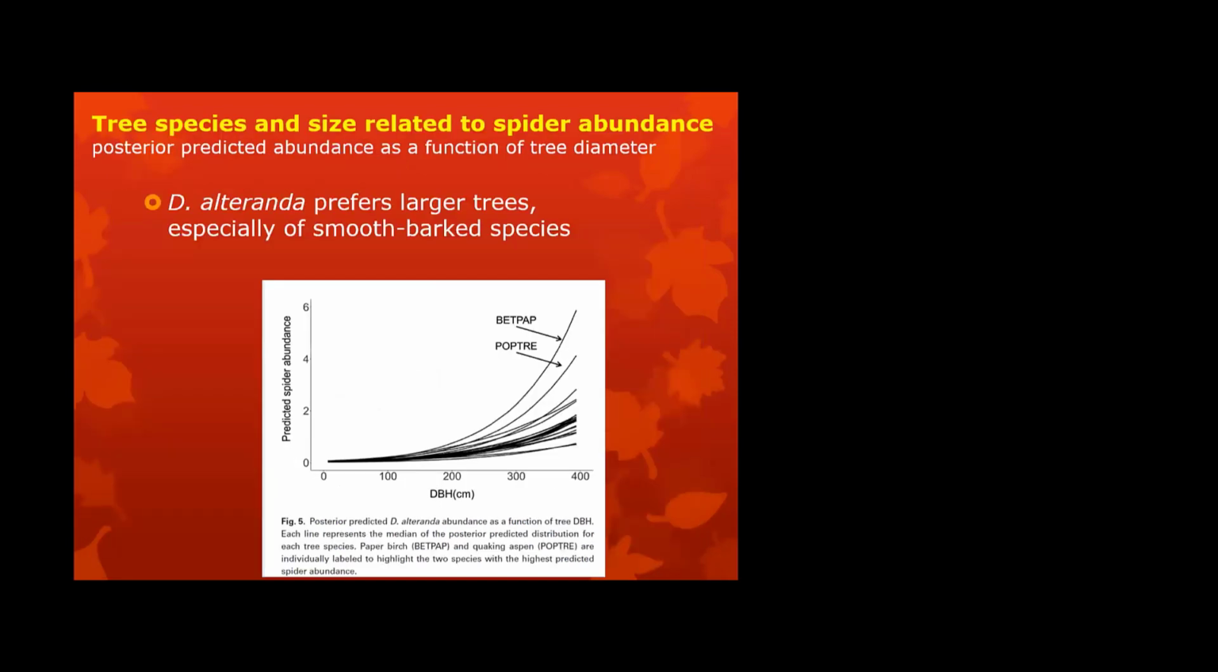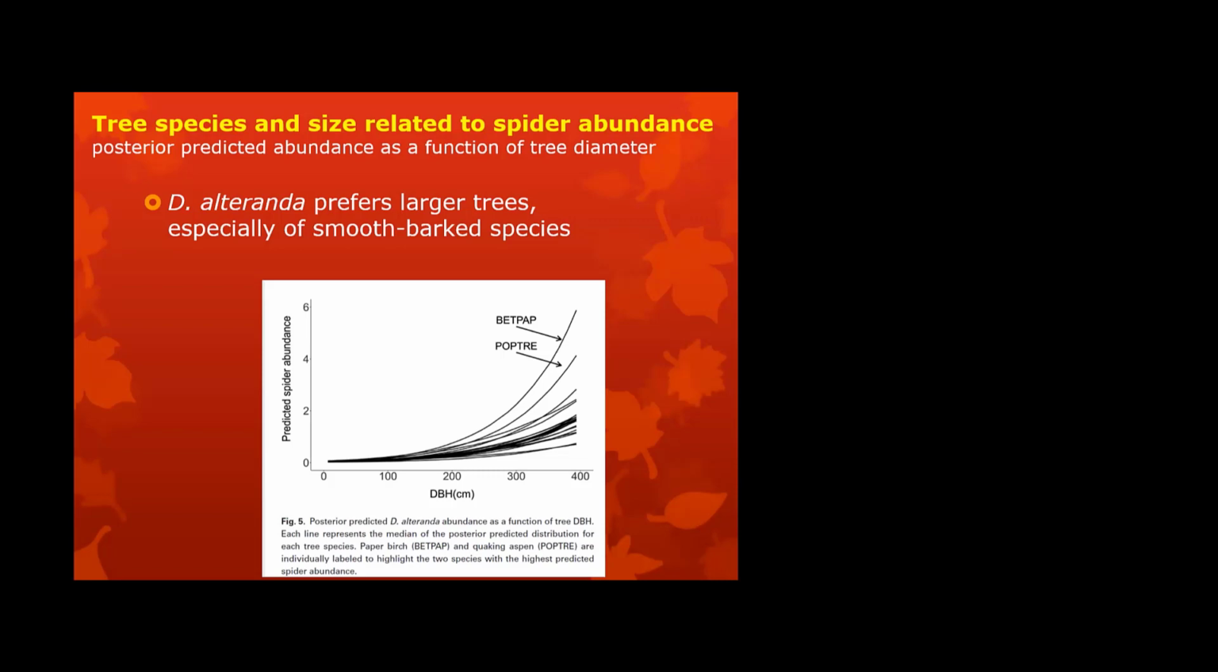One thing that definitely is important in predicting spider abundance is the tree species and the size of the tree. So Drapetisca prefers larger trees, especially smooth bark species. What we're seeing here is modeled posterior predicted abundances on different tree species. Each line is a different tree species. And as the tree gets bigger, you always get a few more spiders on that tree.